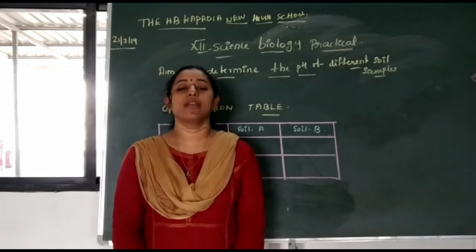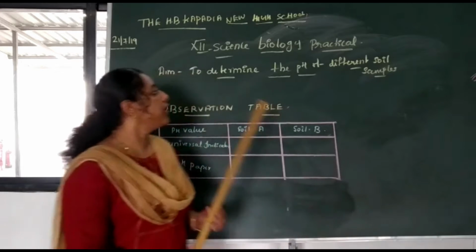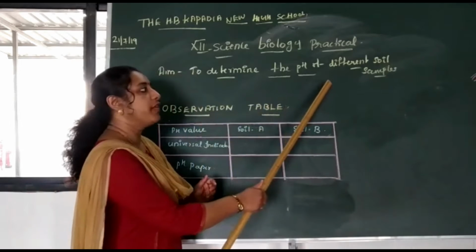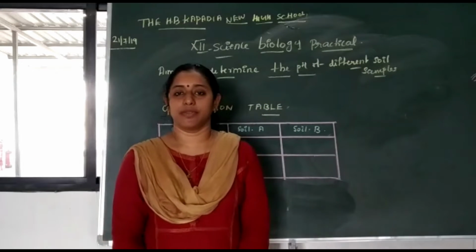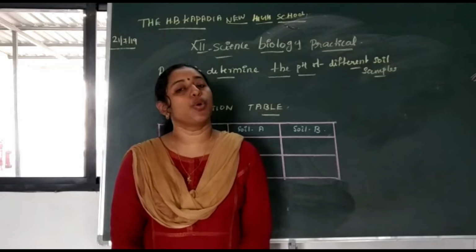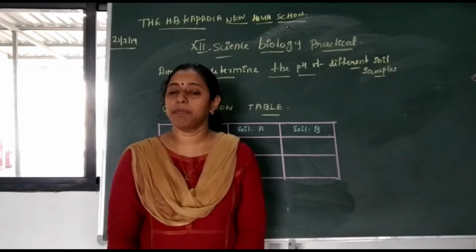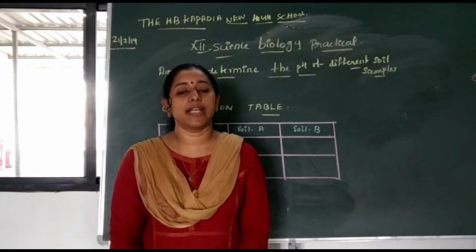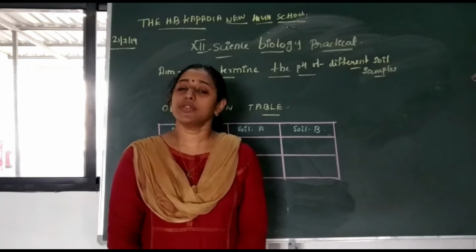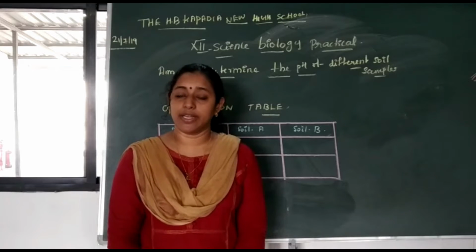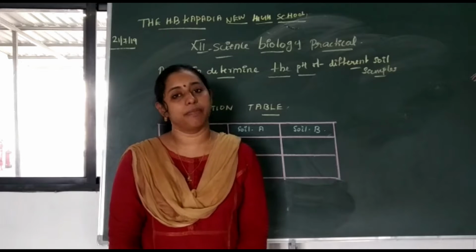Today we are doing the 12th standard biology practical, that is to determine the pH of different soil samples. So what is pH? The definition of pH you already learned in lower standard. Once again I am defining pH. pH is the negative logarithm of hydrogen ion concentration. So this pH value is deciding whether the soil is acidic, neutral or basic.